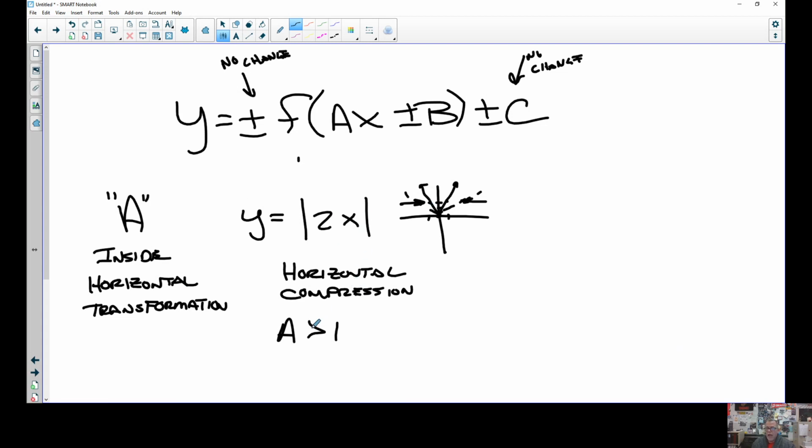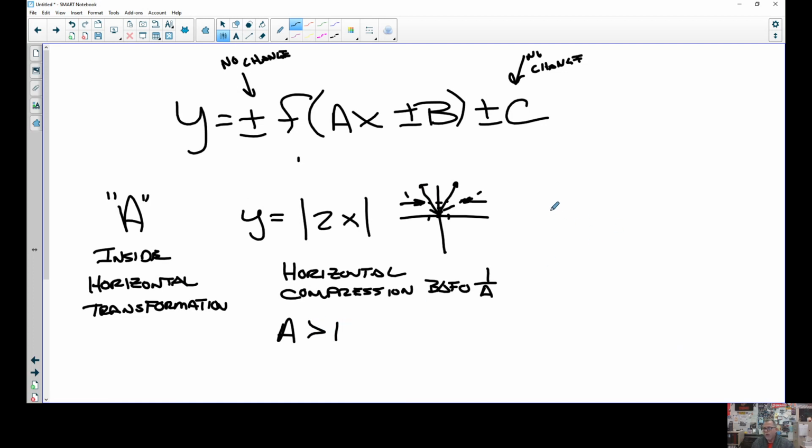All right. A is greater than 1. Now, again, this is going to be by a factor of, but this is where it changes. It's 1 over A. So we're going to say a horizontal compression by a factor of 1/2 here. It looks like a vertical expansion by a factor of 2, but it's a horizontal compression by a factor of 1/2. A little bit different idea, just different words, guys. And a different kind of, I guess, metric.